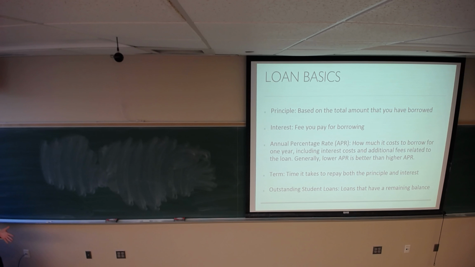So I just want to talk about some loan basics, because if you don't know the basics, you're not really going to understand what your MPN is saying. So the amount that you're paying on your loans is broken down into two parts. You have your principal and your interest. So your principal amount is essentially how much you're taking out. So if you take out a loan for $2,000, $2,000 is your principal. The interest is the fee you pay for taking out the loan.